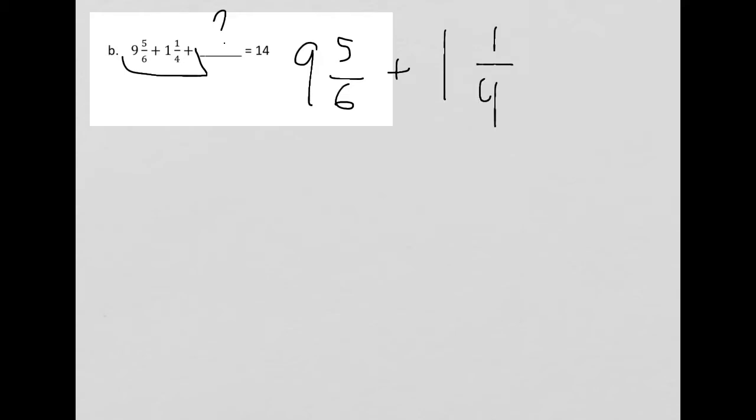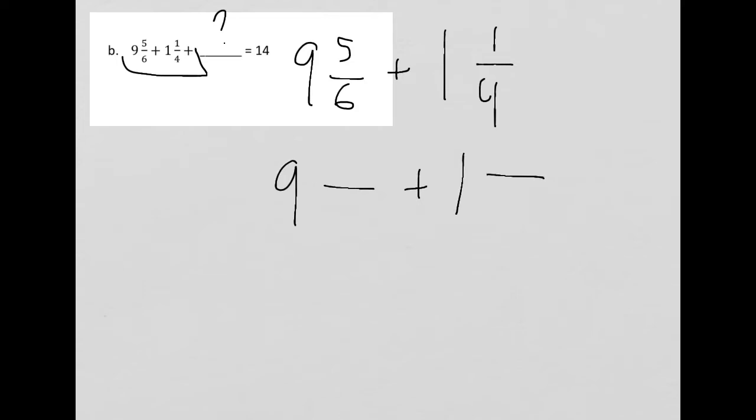Now I'm going to look at B. 9 5/6 plus 1 1/4 plus something is going to equal 14. So this is a 3-term problem, but now I have this mystery number. And to figure out that mystery number, I need to first figure out what these two are going to be equal to when I add them together. So I'm going to do 9 5/6 plus 1 1/4. Well, I need to rewrite this with common denominators.